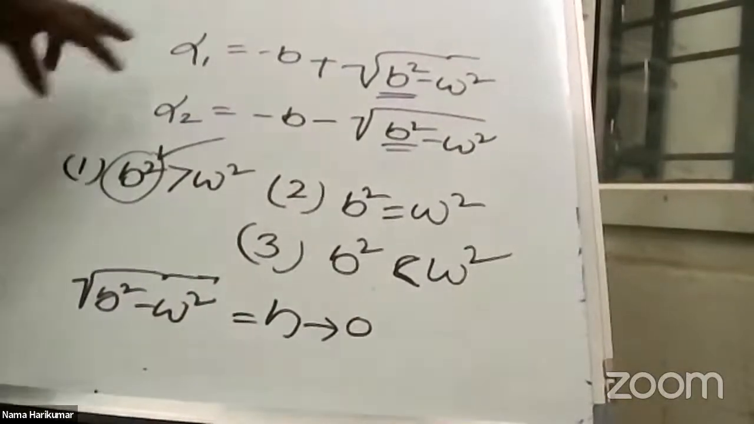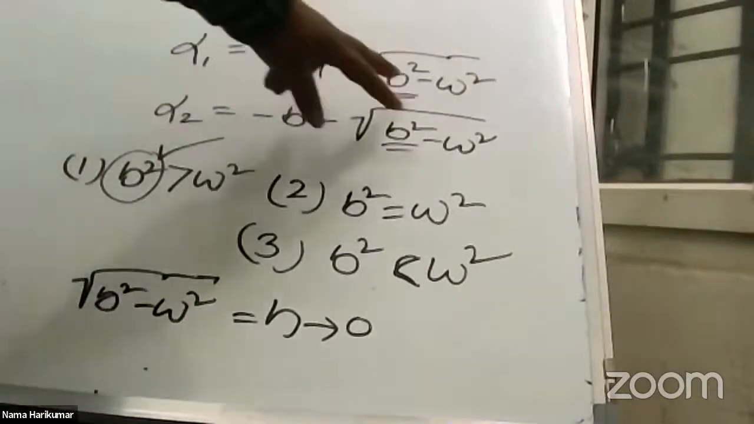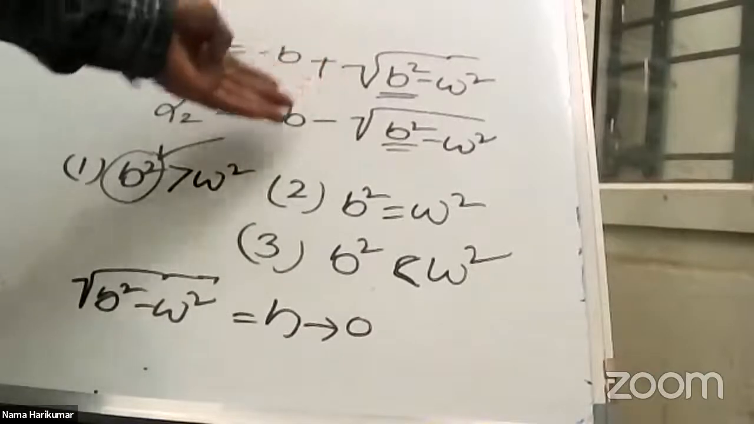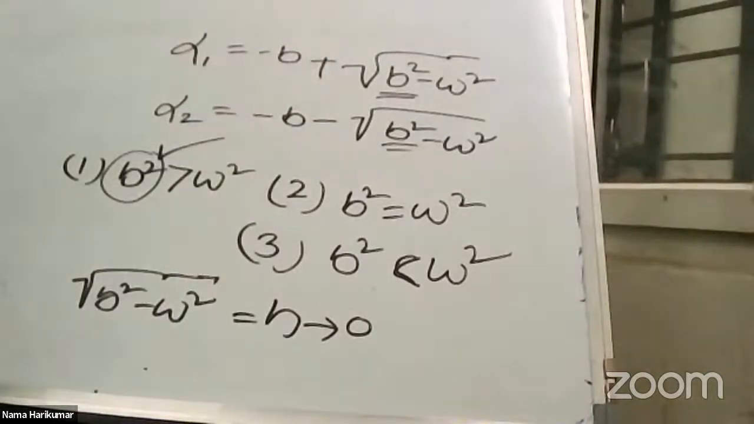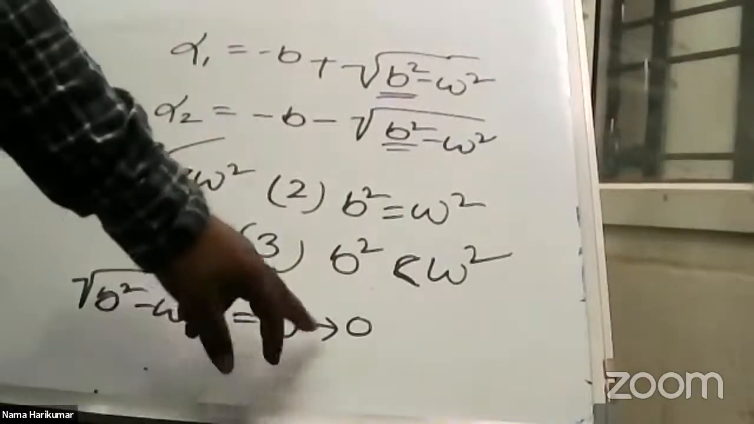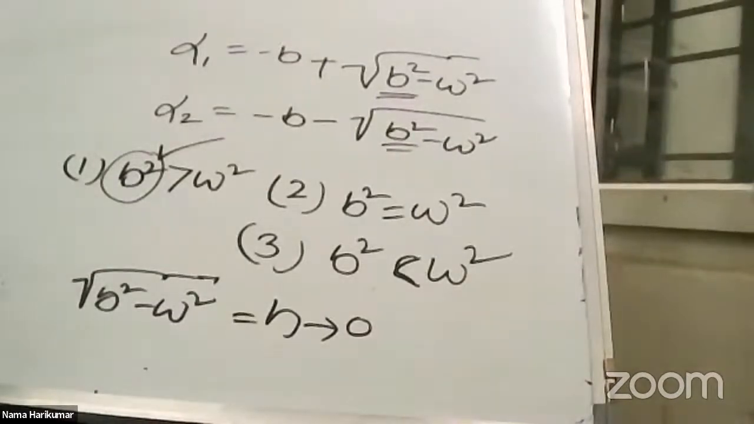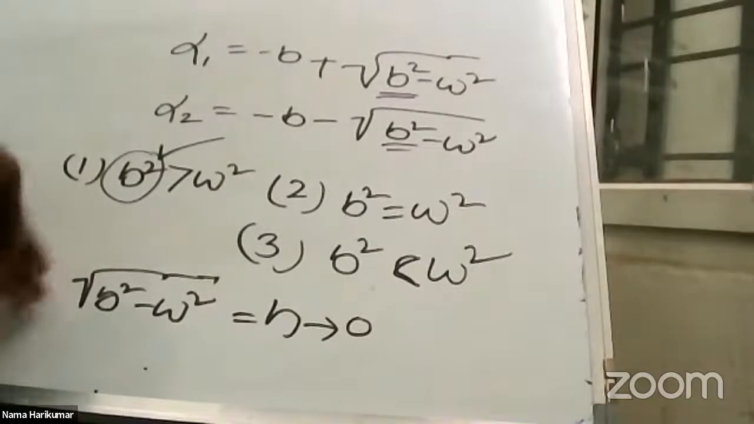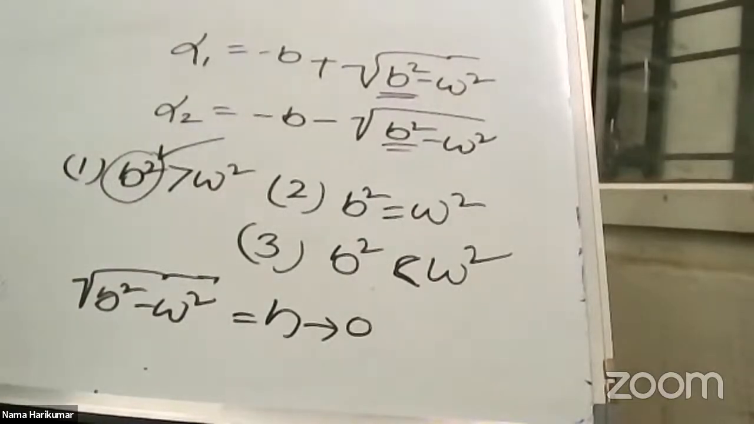Look at the equation here, alpha 1, alpha 2. Okay, b square equal to omega square is unsatisfied in the alpha 1, alpha 2 equation. So that's why we have to write the small value, that is, root of b square minus omega square equal to h, h tends to 0. We can write it. So this value we apply in the equation, and finally we will get one equation that is satisfied. So a small correction in our b square equal to omega square equation. We will see that one. Okay, so it continues.